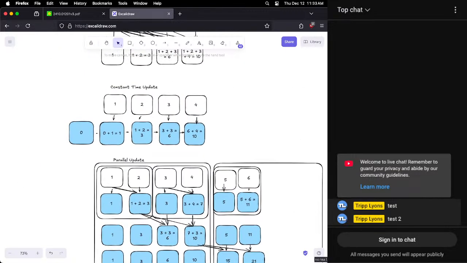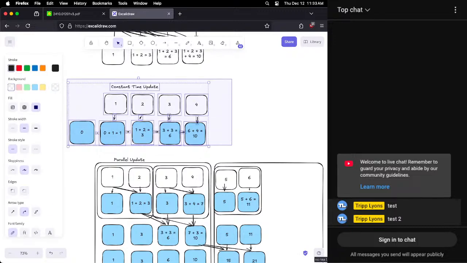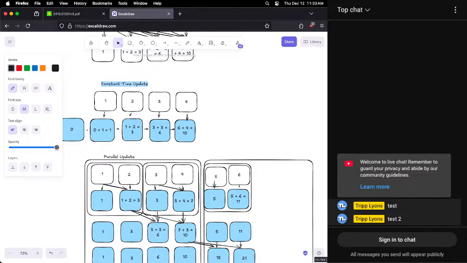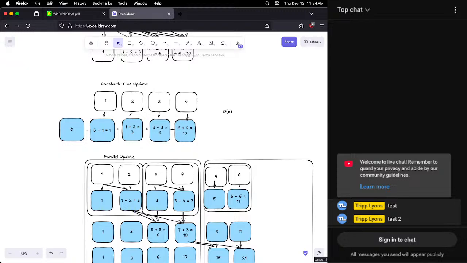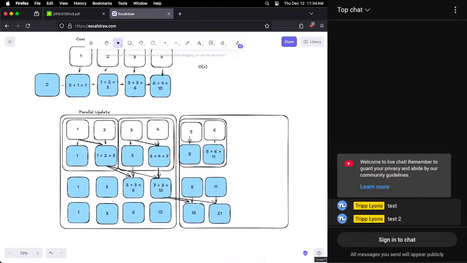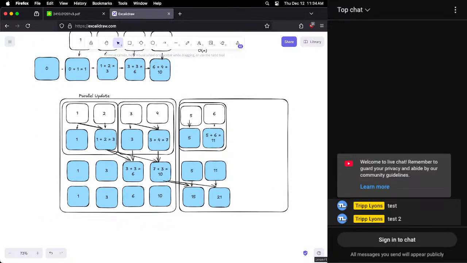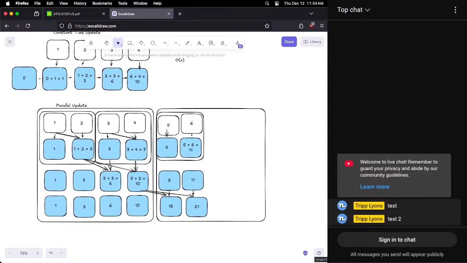It's a lot of steps. It's actually slower than this constant time update in time complexity form. So if there are n items here, this would take O of n time. Each item would take constant time to update, and we have n items. But in this one, we have n items, and then here we have 3 updates.